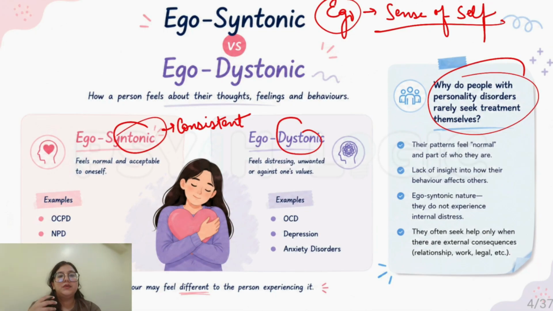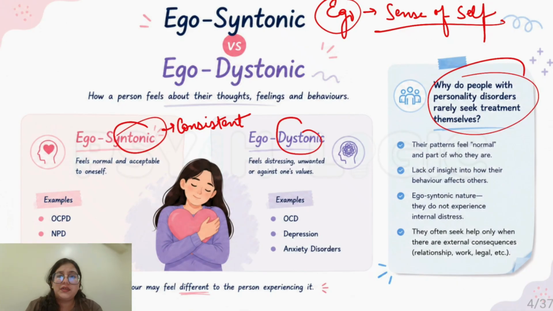What do we mean by the term dystonic? Okay, again, if syntonic meant consistent, here we mean inconsistent. Here the person's thoughts or behaviors feel uncomfortable to them. They are unwanted. They know something isn't right and they want it to stop. The classic example is OCD, right? They are checking the lock 20 times before leaving their home. They don't enjoy doing that. They know that it's irrational, that the fear is irrational.